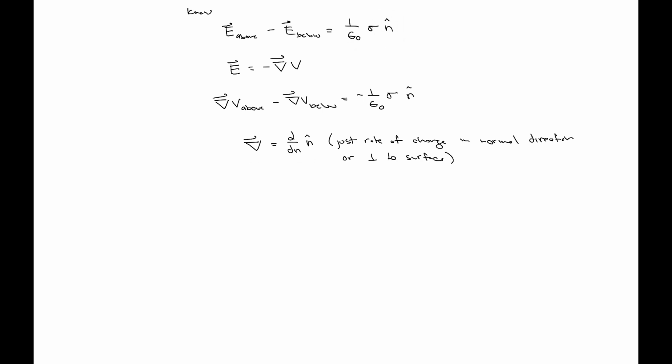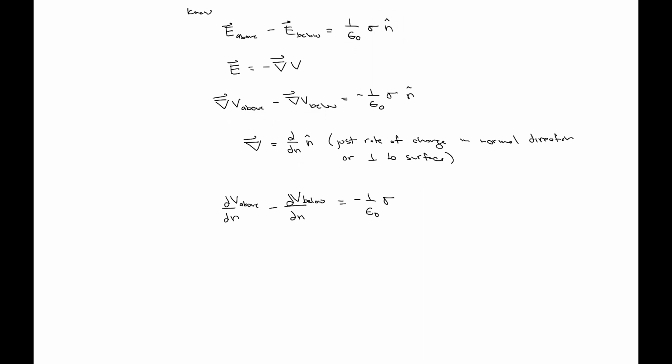Then I can just take the guts out of this. Basically, I'm going to get rid of the vector bit, and I'm just going to take the guts. The guts of that are that if I take the rate of change of the potential above the sheet, and subtract the partial derivative with respect to this normal direction of the rate of change below the sheet, how quickly does it change above, how quickly does it change below, that's got to be equal to -1 over epsilon naught times the charge density.